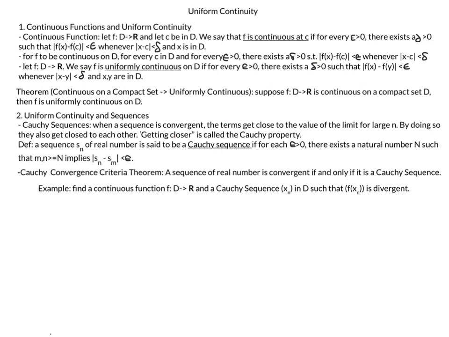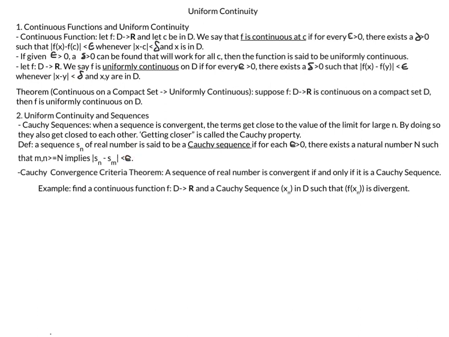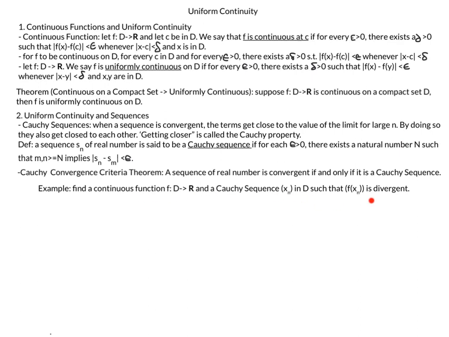So the formal definition of a Cauchy sequence is: if you have a sequence of real numbers, it is said to be Cauchy if for each ε > 0, there exists a natural number N such that m and n ≥ N implies the distance |s_n − s_m| < ε. So the idea is if you go far out enough in the sequence, eventually the distance between s_n and s_m can be set arbitrarily small. No matter what epsilon you choose, you can go out far enough such that the distance between all elements is smaller than epsilon.